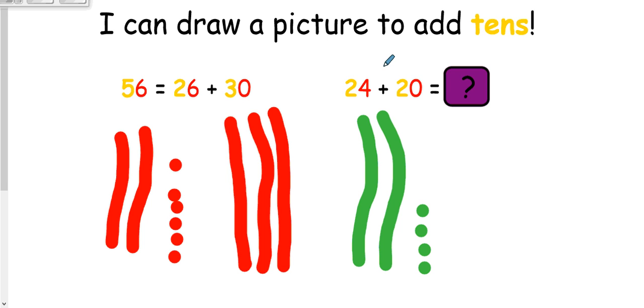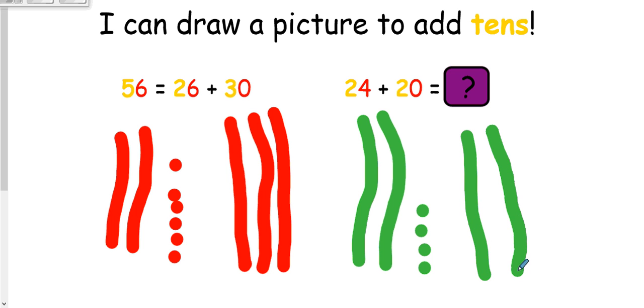What are we putting together with 24? We're putting 20 together with 24. Does 20 have tens? 2 tens. Let's draw those using quick tens. Does 20 have any ones? No, there's a 0 in the ones place, so there are no ones.